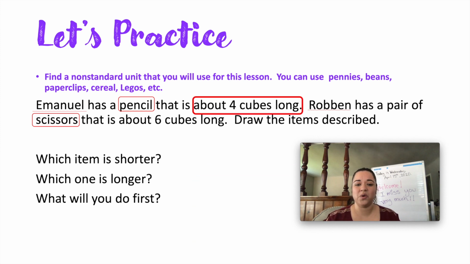It's about 4 cubes long. What do we know about Robin's pair of scissors? It's about 6 cubes long. So when you draw the items in your paper, I want you to think, which item is shorter? Which one is longer? And what would you do first?